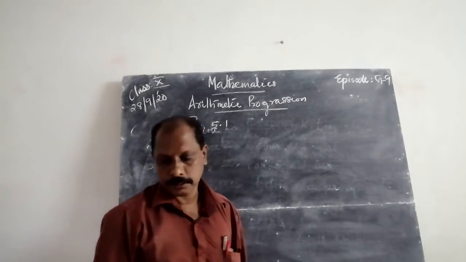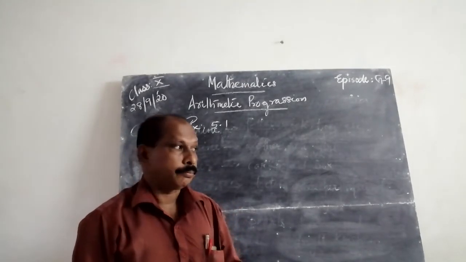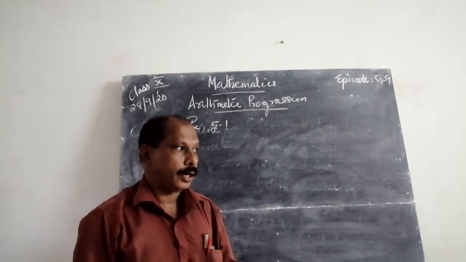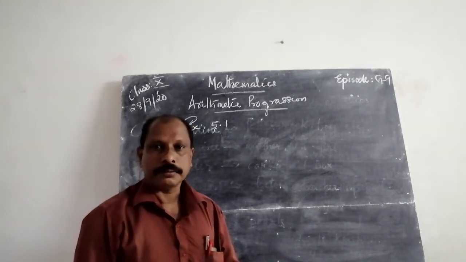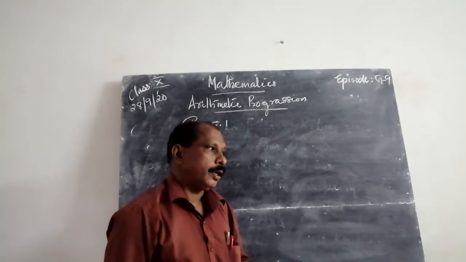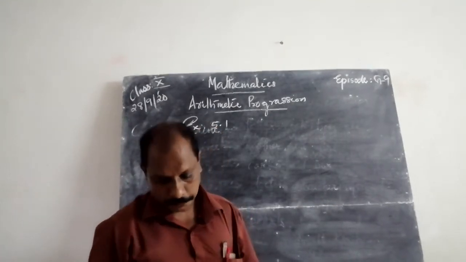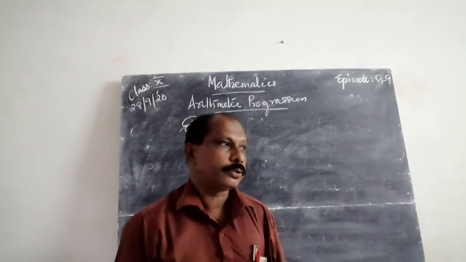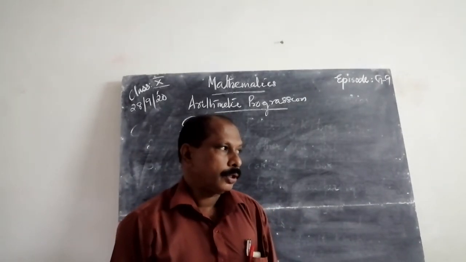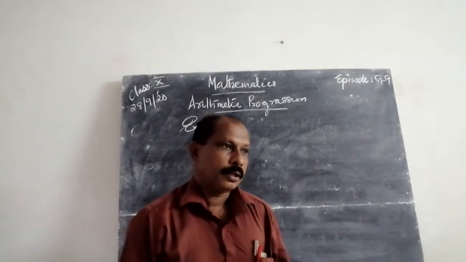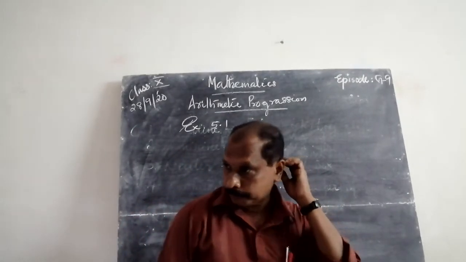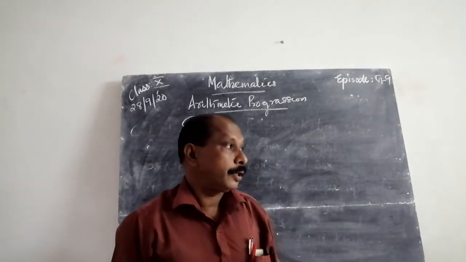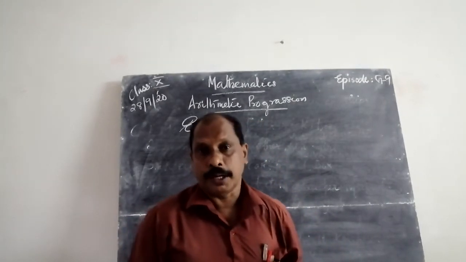Dear students, we discuss the main points of the arithmetic progression. They are: there is a common term added to each term, therefore it is a progression, and that progression is known as arithmetic progression. The common term is d, that is the common difference.